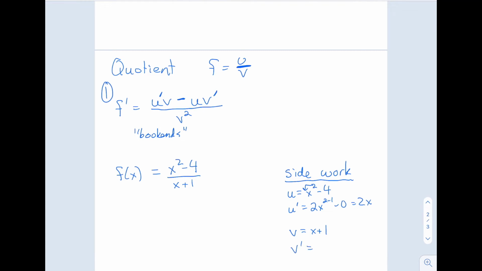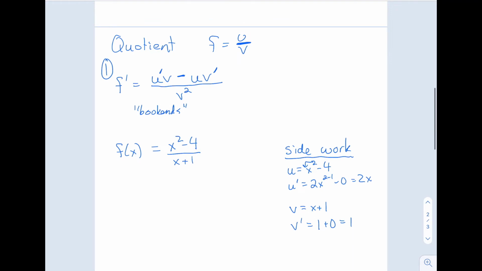Down here for v, the derivative of x is 1, and the derivative of 1 is 0, so this is just 1. Then I can come along and use my formula. So I'm going to start with u prime v. So I need u prime v. U prime is 2x. V is x plus 1. Then I'll be subtracting. And then I'm going with u v prime. So I'll have u v prime. U was x squared minus 4, and v prime is just 1.